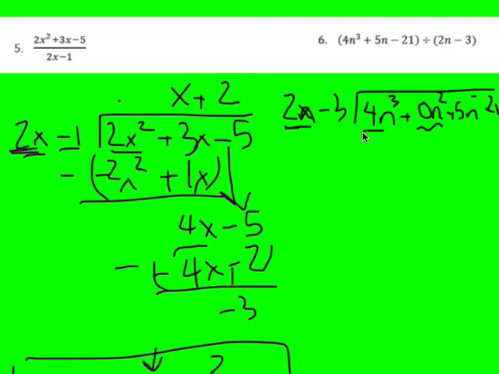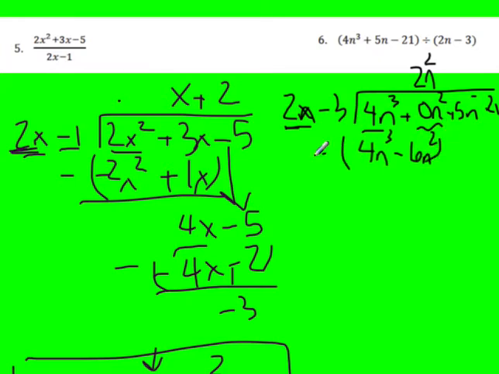Well, I need a 2, first of all, to multiply from 2 to 4. And then I have 1n, and I need 3. So that means I need 2 more n. So I'm going to multiply by 2n squared. Well, 2n times 2n squared is 4n cubed. Negative 3 times 2n is negative 6n squared.